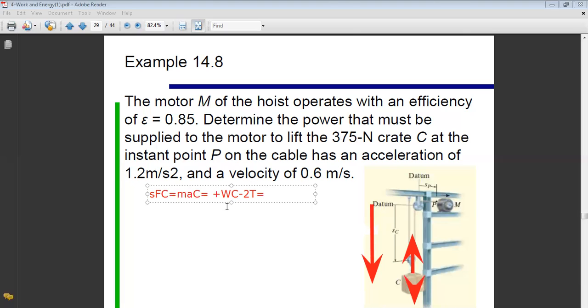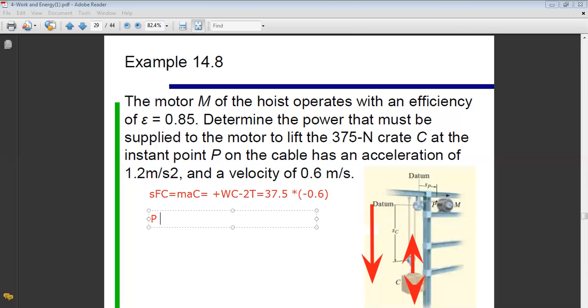You have that the mass is equal to... when they tell you the 375 Newton crate, this means that they gave you the weight. So to get the mass, you divide by 10. So it's 37.5 times the acceleration of C, which was found to be minus 0.6. Now to get T, you replace WC by its value, which is 375, and you get the tension. Once we get the tension, we can calculate P useful.